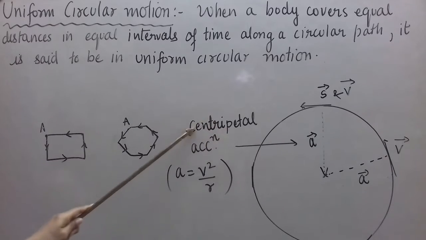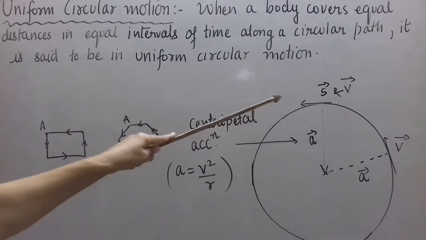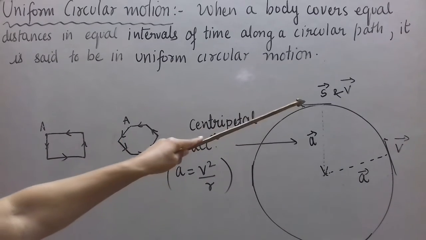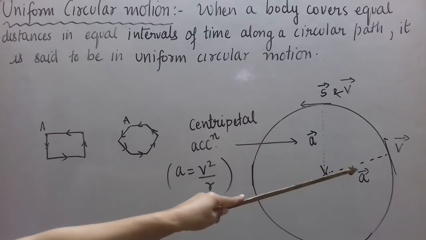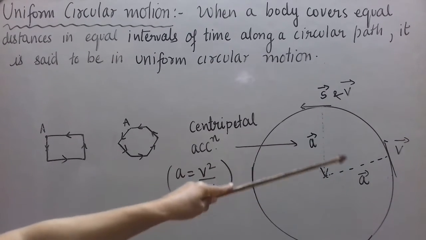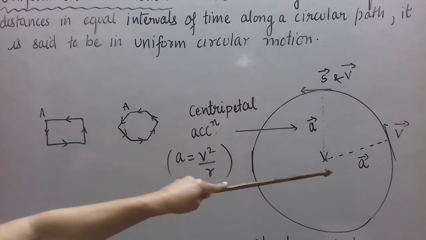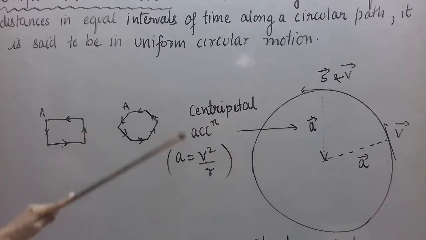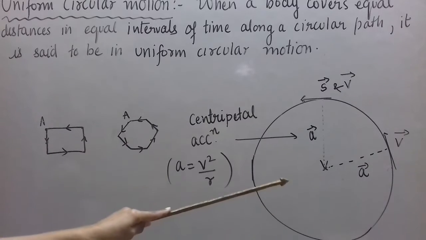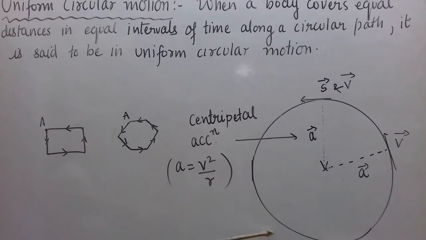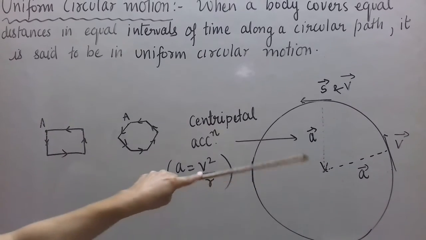Center seeking, towards the center. It means when the body is at this point, this is the direction of velocity and the acceleration direction is towards the center along the radius. So when the body is there, along the tangent is the direction of velocity and acceleration is along the radius towards the center. So acceleration in uniform circular motion has direction along the radius towards the center. We can say at all points the direction is changing. At every point the direction is along the radius towards the center.